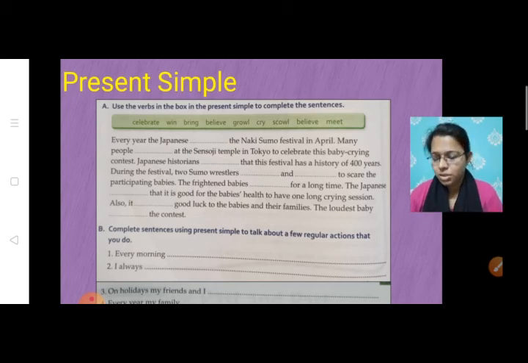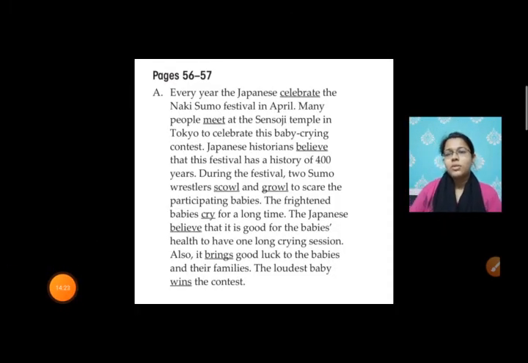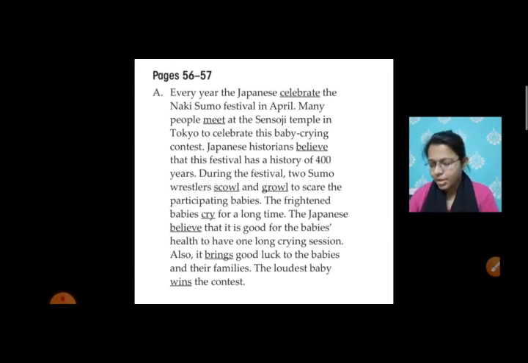So students, I hope that you are clear with this exercise. So students, these are the answers of this exercise A. So please write it down in your textbook. Now let's move on towards the next exercise.